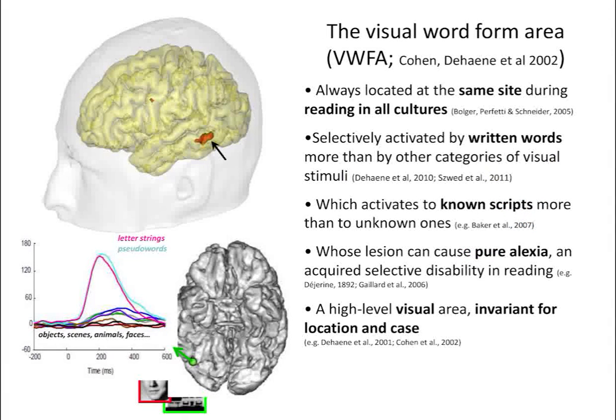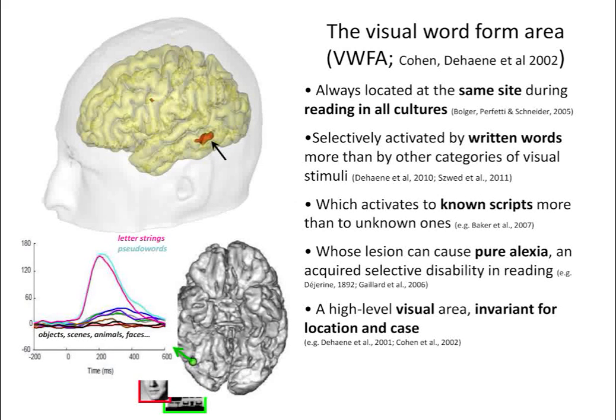What do we know about this brain system? This is one of the most important systems for invariant recognition of the written word. First surprising thing is that this area exists in all cultures. Whether you learn to read in Chinese, in Hebrew, in Arabic, in Portuguese, it will show as a specific site with roughly the same coordinates.